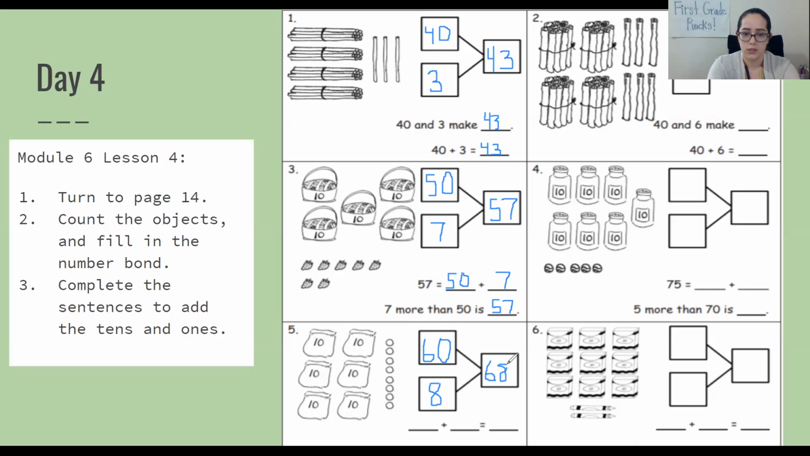All right, and now I just need to go and write my number sentence. So I have my 2 parts, which are 60 plus 8, which gives me 68. All right. So you will do the same thing for here. 40 and 6 make blank. And then 40 plus 6 equals, and make sure to go ahead and fill out your number bond. And same thing for 4 and 6.